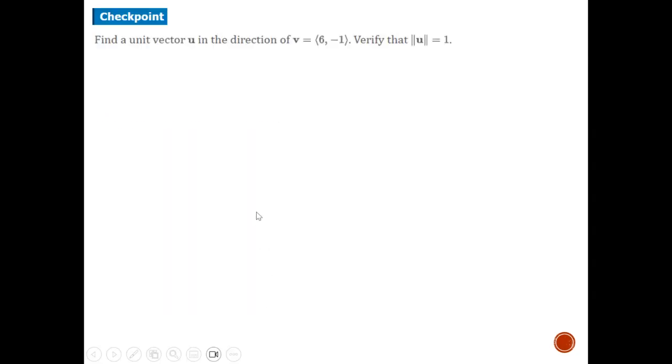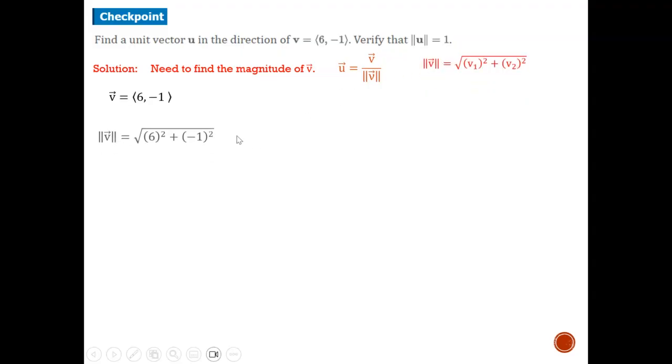You see? Find a unit vector u in the direction of v. V is equal to the component 6, comma, negative 1. And then we have to verify that it's a unit vector. Okay, it's going to be the same thing as what we did earlier, but just a different vector. Again, we need to find the magnitude, which would be the square root of 6 squared plus negative 1 squared. So it's going to give us the square root of 37.